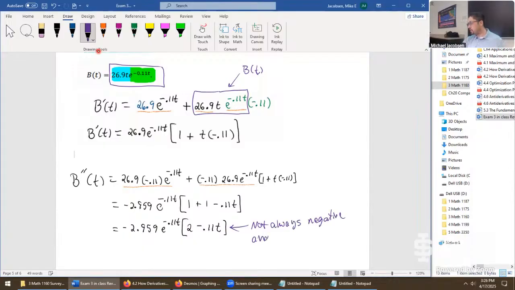And so the second derivative test does not apply. Not to say it's a bad test. We just have to be really mindful for this test.